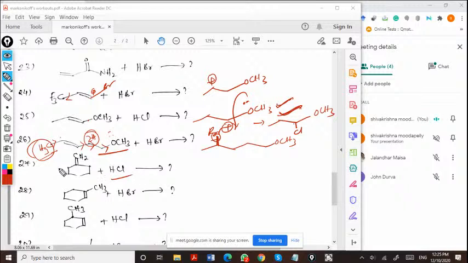Now, if a carbocation generates here, it becomes primary. If a carbocation generates here, it becomes tertiary. So the tertiary carbocation will lead to the product. This one. If a carbocation generates here, it will be primary. If a carbocation generates here, it will be tertiary. So at tertiary.